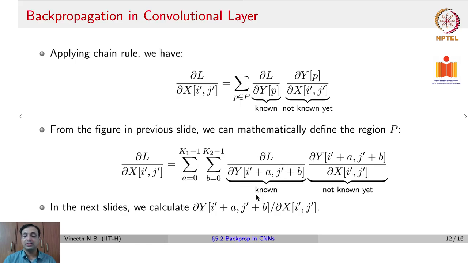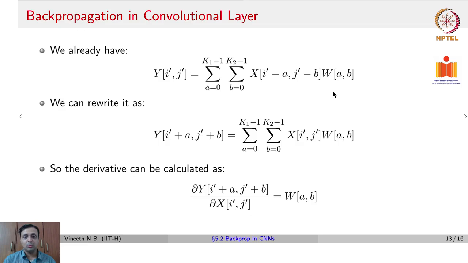The left quantity here is known because we assume that all the ∂Y's are known until that time. We are only worried about how to compute the backprop across a single convolutional layer. If there were more convolutional layers, the same procedure would be applied iteratively. But the second quantity here, ∂Y at (i' + a, j' + b) with respect to X at (i', j'), is currently not known to us. Let's try to compute this on the next slide.